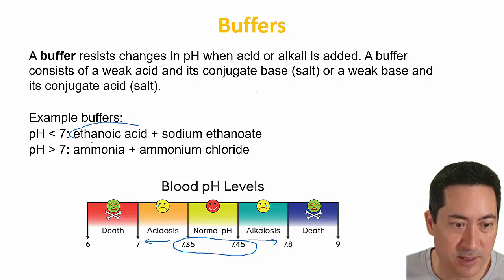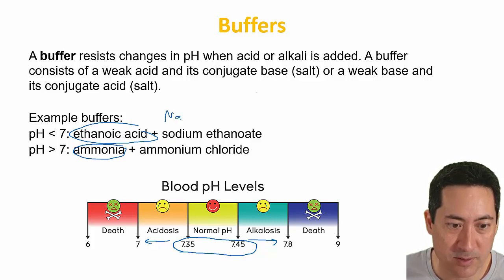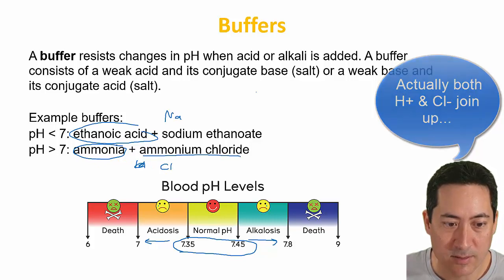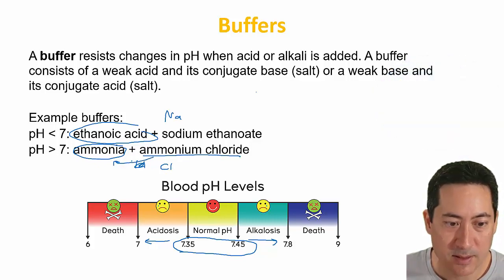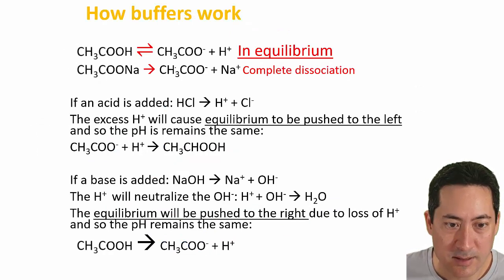Vinegar is a weak acid, ammonia is a weak base. In sodium ethanoate, the H plus comes off and gets replaced with an Na. And in this one, an H plus joins to the ammonia, and a Cl joins as well. So this is the salt of the weak base, the conjugate acid of the weak base, and this is the salt of the weak acid, or the conjugate base of the weak acid. So this is how the system works.